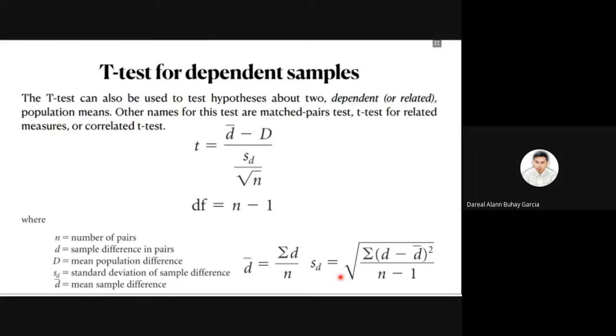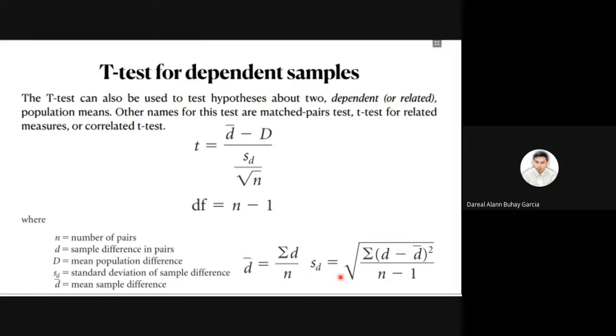T-test for dependent samples. In this slide, a method is presented to analyze dependent samples or related samples. Some researchers refer to this test as the matched pair test. Others call it the t-test for related measures or the correlated t-test. What are some types of situations in which the two samples being studied are related or dependent?